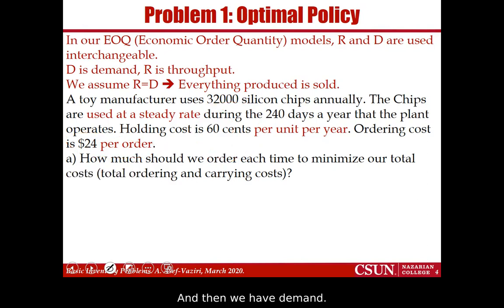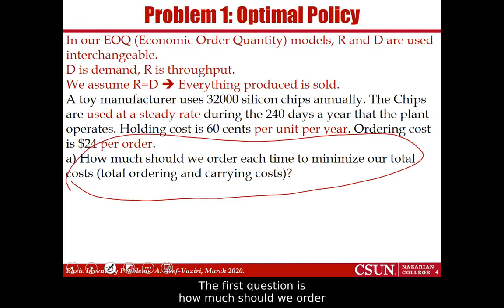And then we have demand. In this problem, demand is 30,000 units of product per year. We need that much product. The first question is, how much should we order to minimize our total cost?